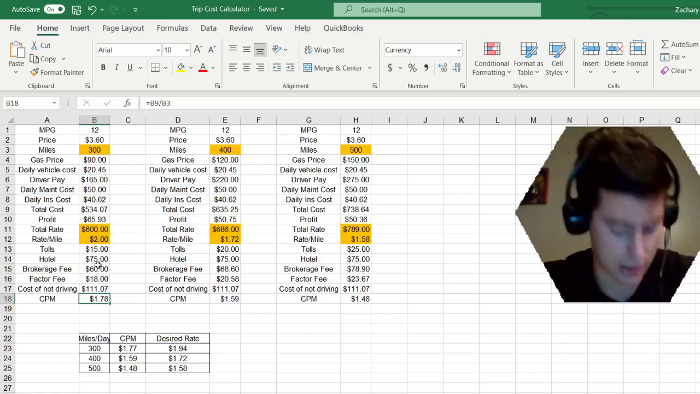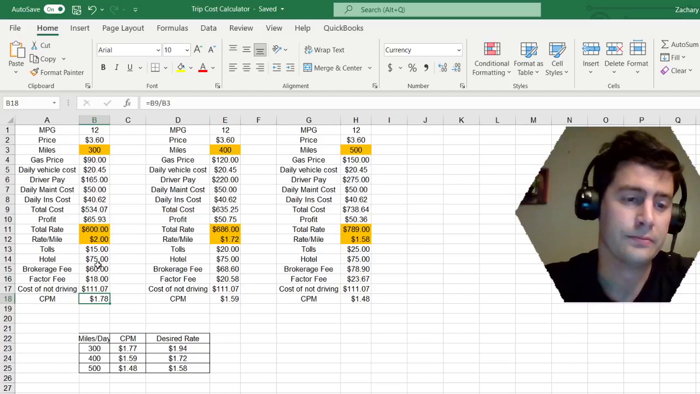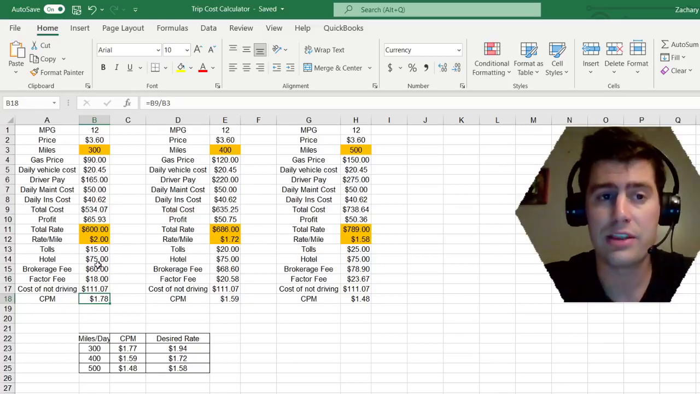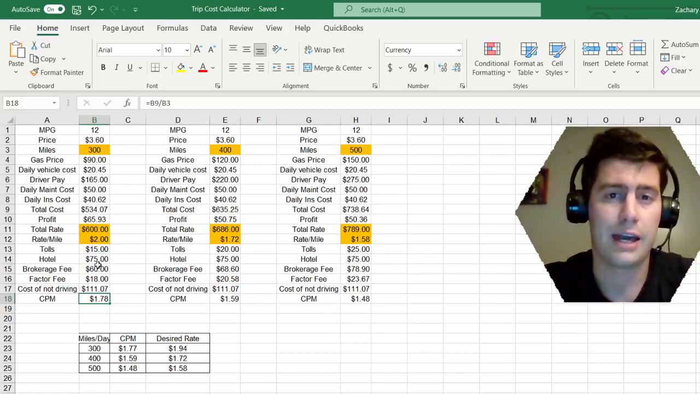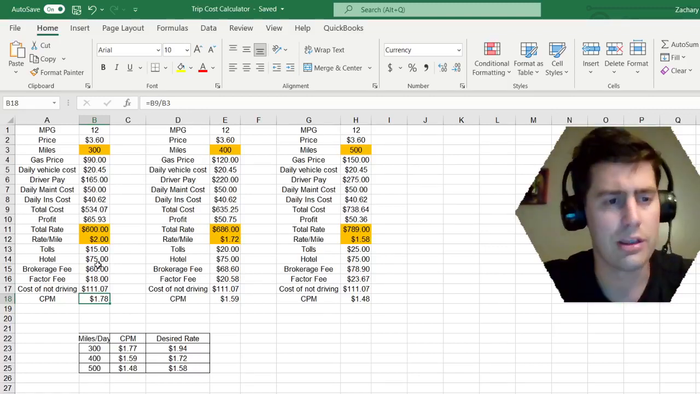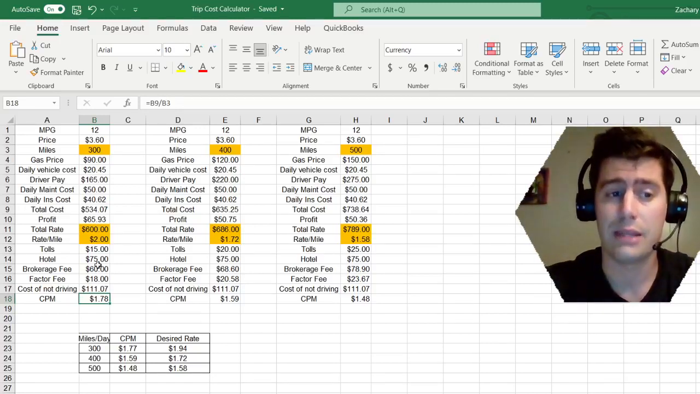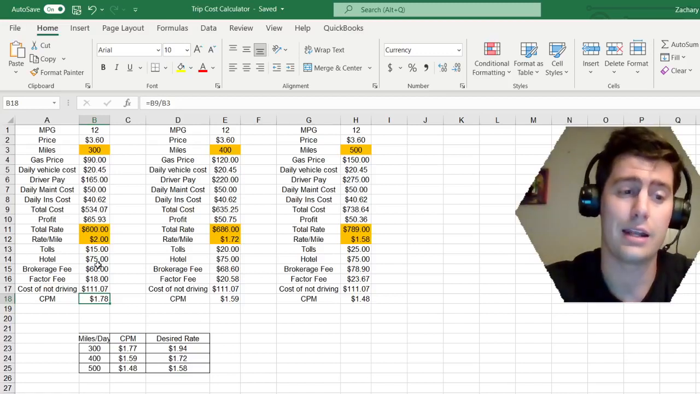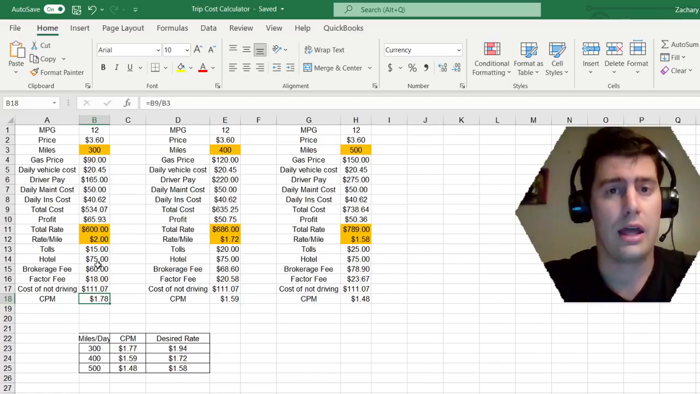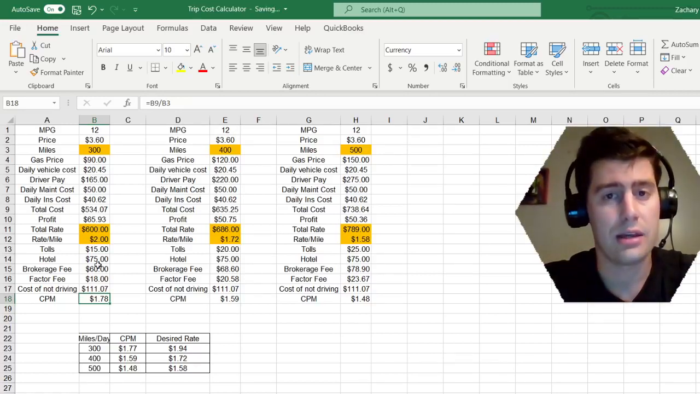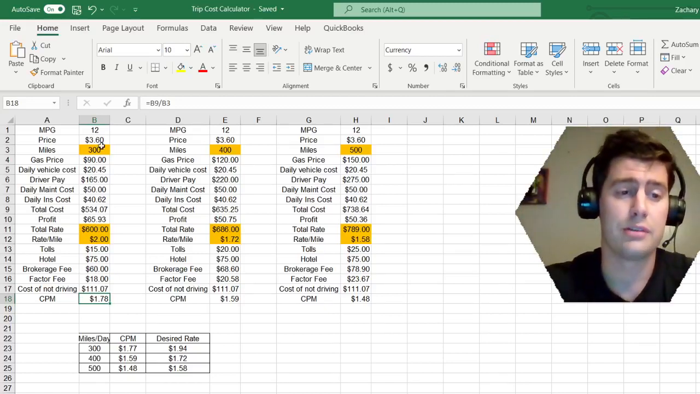So there's that $1.78 cost per mile. Pretty straightforward. I'm probably missing things. Please let me know if you think I'm missing things. Please let me know if you think I have too many things. I don't think I have too many things. The only thing that might be too high or too much is my daily maintenance cost. Other than that, from what I've seen from the past 2 months of driving and owning this trucking company, this seems to be somewhat accurate. So that's my cost per mile for 300 miles.